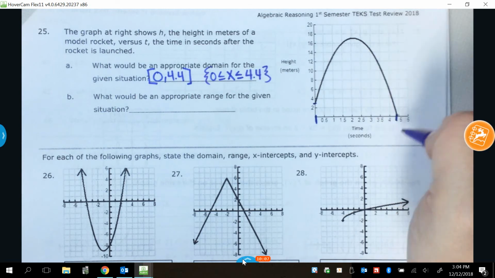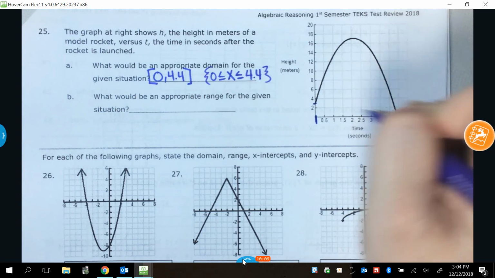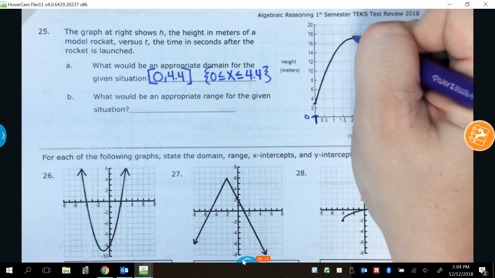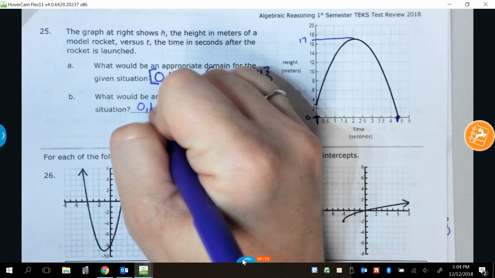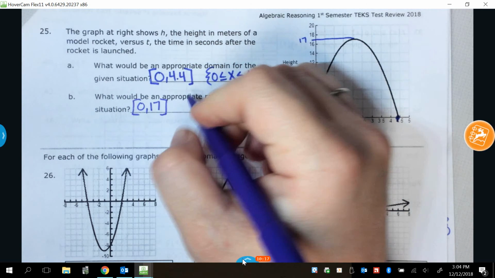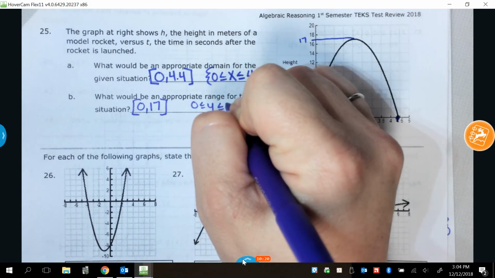Okay, what would be an appropriate range? Well, the lowest point is here when it hit the ground at 0. The highest we'll say is 17. So again, like this, 0 to 17 in brackets, or 0 is less than or equal to y is less than or equal to 17.